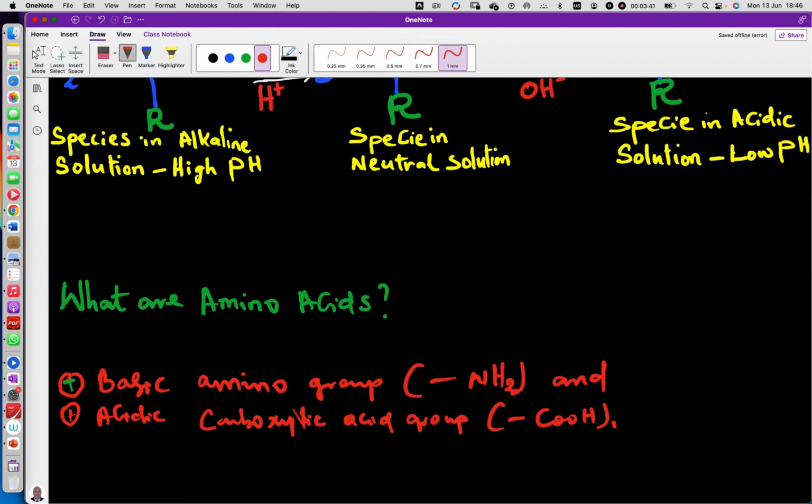I said amino acids are organic compounds that contain both the amino and the carboxylate functional group, and are the building blocks for proteins. In a simple amino acid, we have the basic amino group and also the acidic carboxylic acid group. They are the two groups present in a simple amino acid molecule. This makes the amino acid behave both as an acid and as a base. In other words, it makes the amino acid amphoteric.